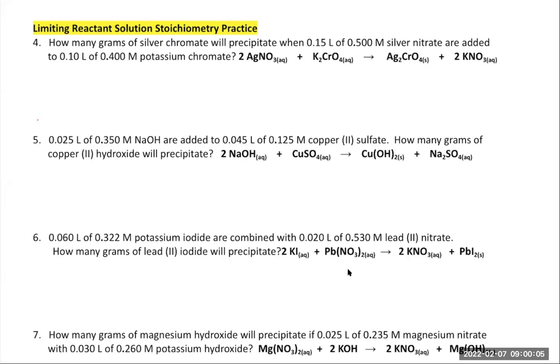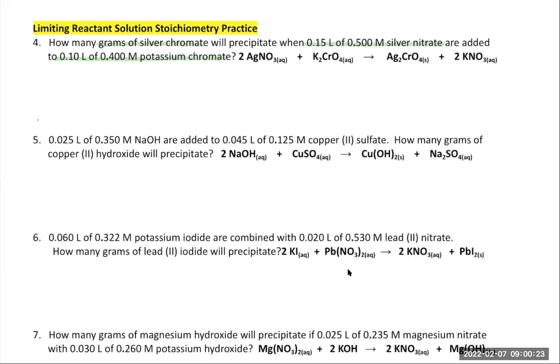All right, today we're going to work on a solution stoichiometry problem that involves limiting reactants. And here's our problem. How many grams of silver chromate will precipitate when 0.15 liters of 0.5 molar silver nitrate is added to 0.1 liters of 0.4 molar potassium chromate?